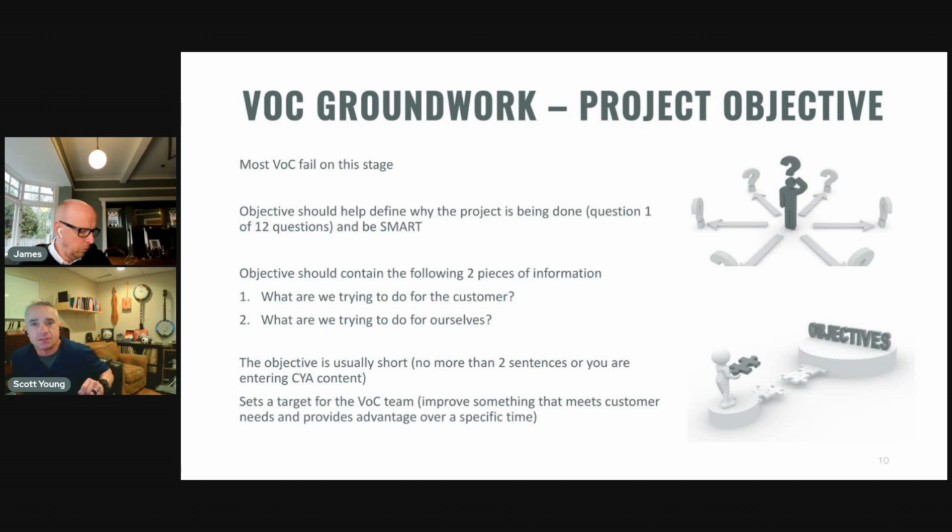An objective helps define why a project is actually being done, why the VOC is going to be done. And it's going to be SMART. So everybody probably has heard of SMART objectives before, but it should contain two very basic pieces of information. What are we trying to do for the customers, and what are we trying to do for ourselves? And it's very, very short. If you have to make this more than 2 sentences, you probably don't really know what your objective is. And you're just trying to cover yourself, because if I put in a whole paragraph, at some point, even if it fails, I can say, well, I did say this in my objective. It's very, very easy, very simple.